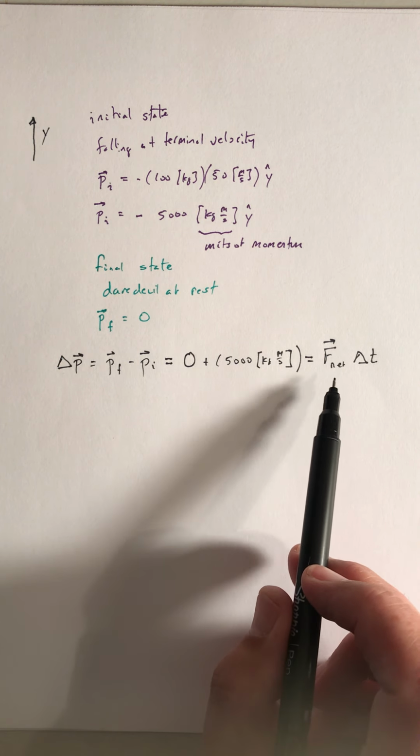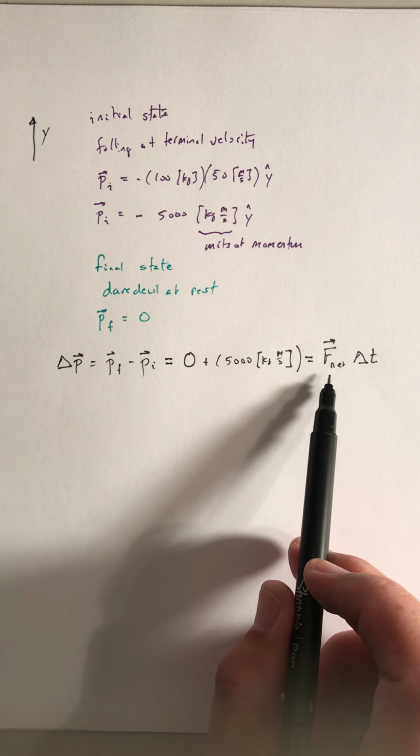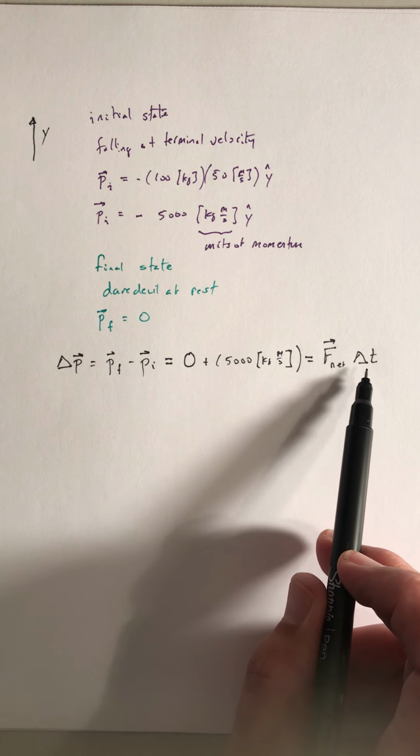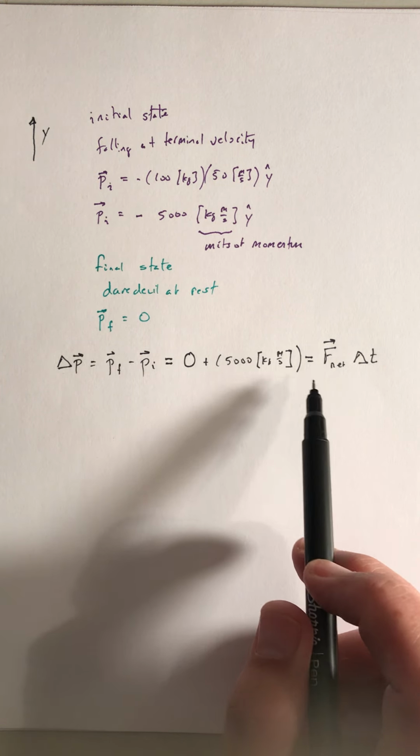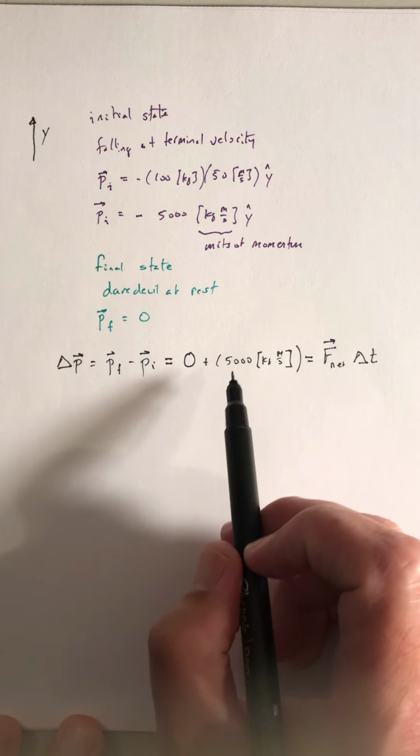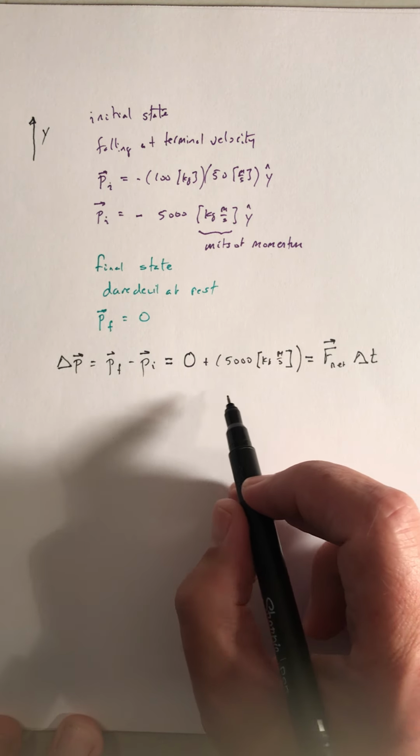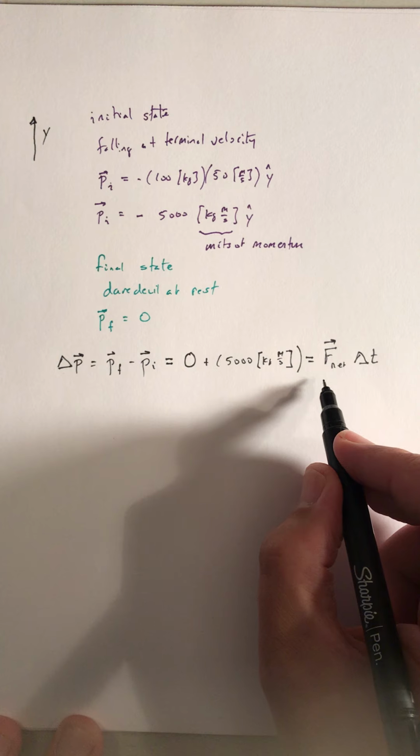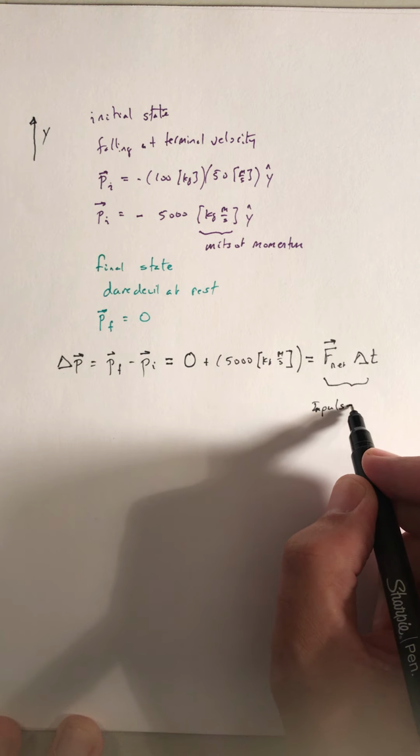It could be a very large force acting for a short time, or a very gradual, gentle force acting for a longer time. But however I make this combination, the impulse is going to have to equal 5,000 Newton seconds, or 5,000 kilogram meter per second. And that is our impulse.